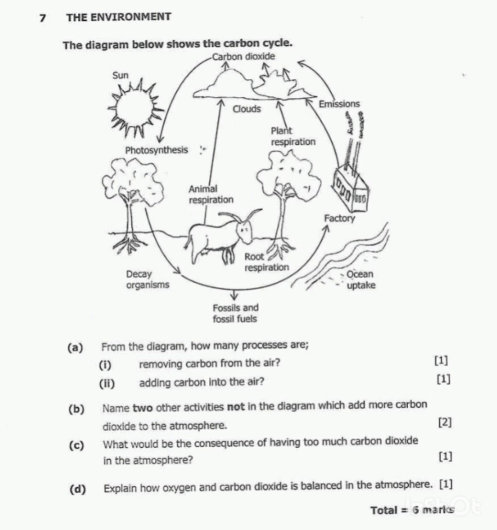Okay. Question D. Explain how oxygen and carbon dioxide is balanced in the atmosphere. So oxygen and carbon dioxide is balanced in the atmosphere by the process of respiration and photosynthesis. So you can just say by the process of respiration and photosynthesis. Okay.